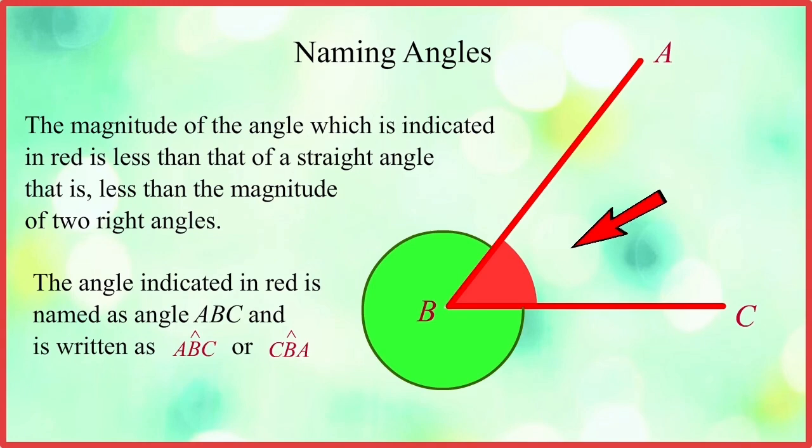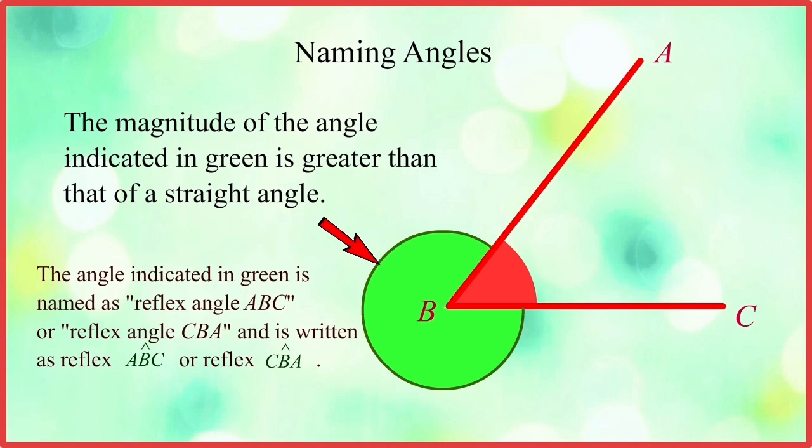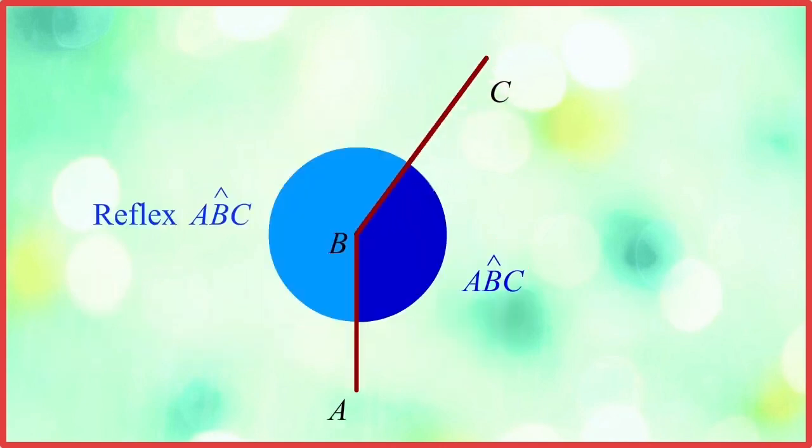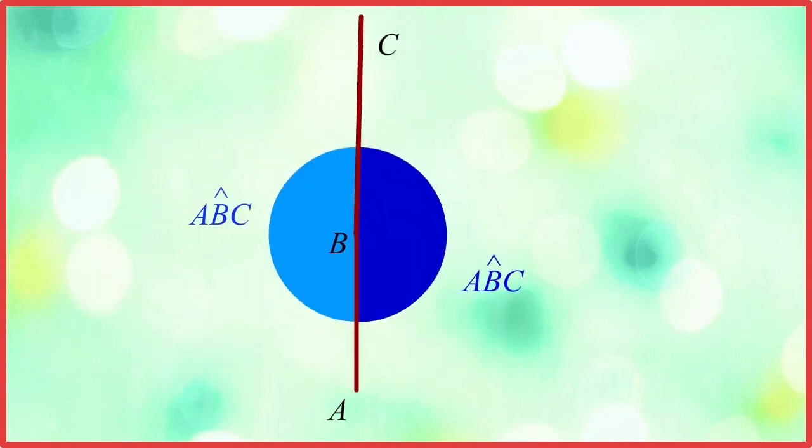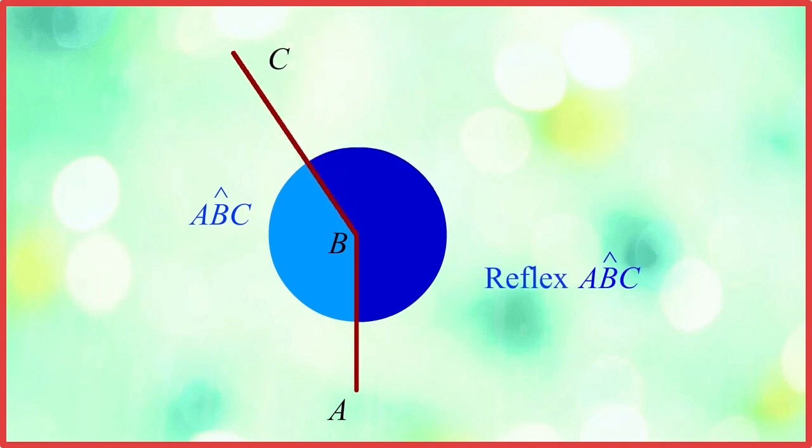We can write this angle in this manner. Here the letter in the middle is the letter at the vertex of the angle. The angle is named by writing the other two letters on either side of the vertex letter.